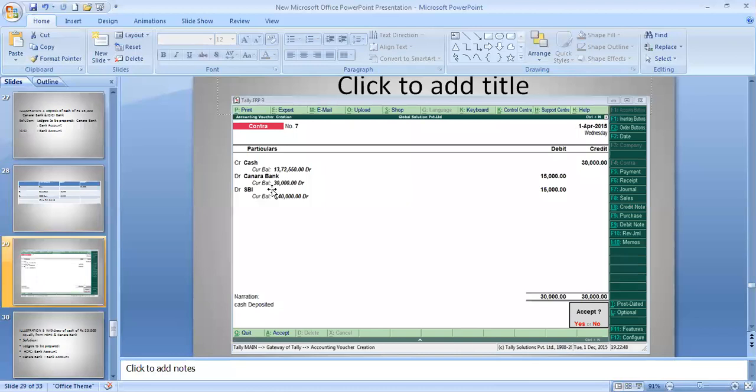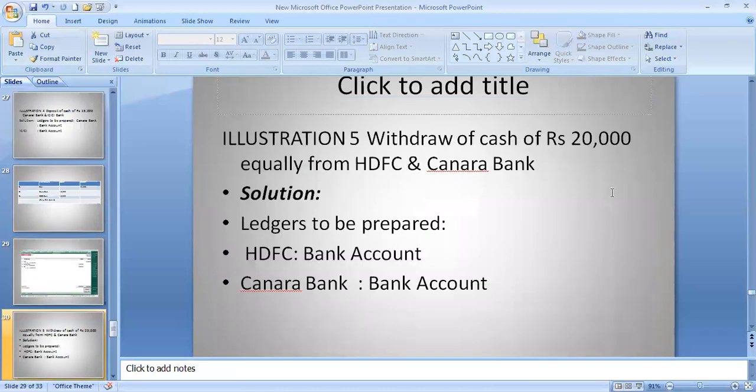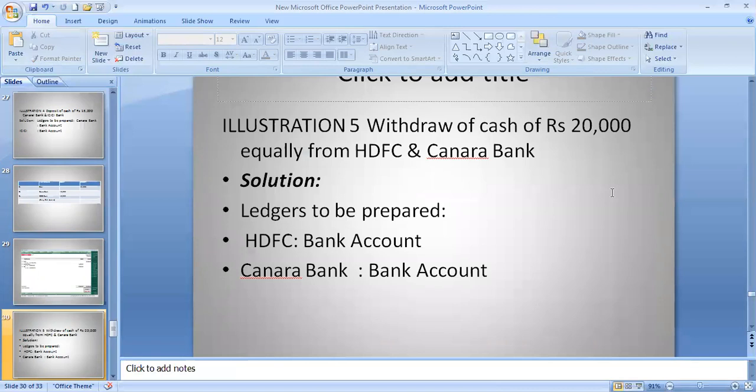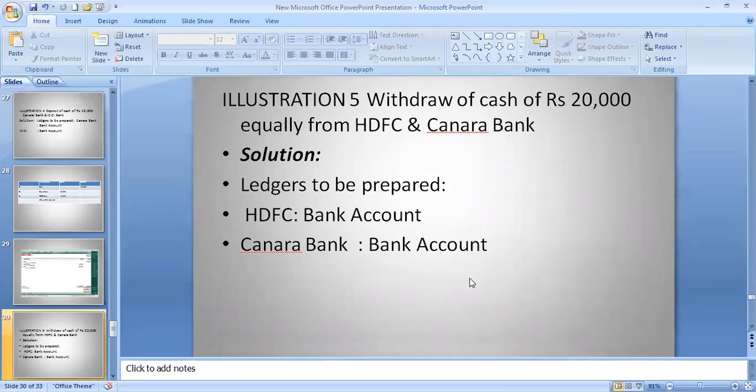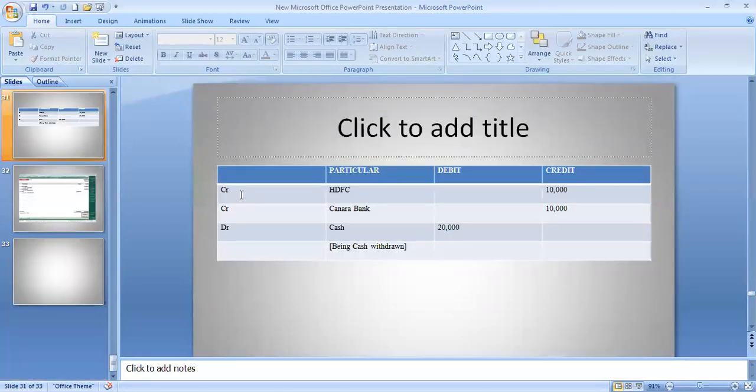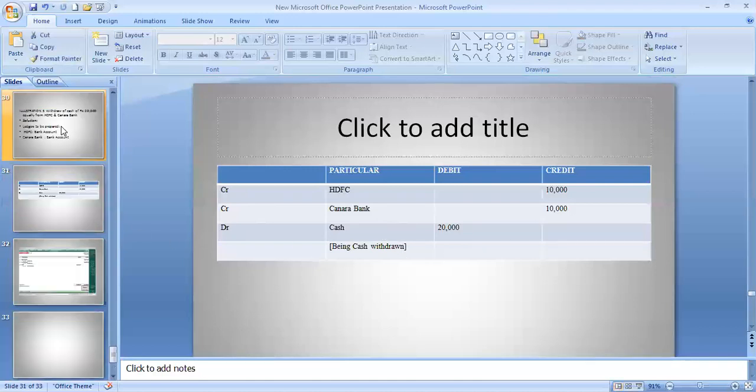Okay. Once you have already prepared the cash ledger, no need to prepare it again. Once is enough. Okay. This is about the fifth problem. Withdraw of cash of rupees 20,000 equally from HDFC and Canara Bank. The ledgers to be prepared are HDFC in the bank account and Canara Bank in the bank account. Okay. So credit HDFC, Canara Bank, debit cash account. So being cash withdrawn.